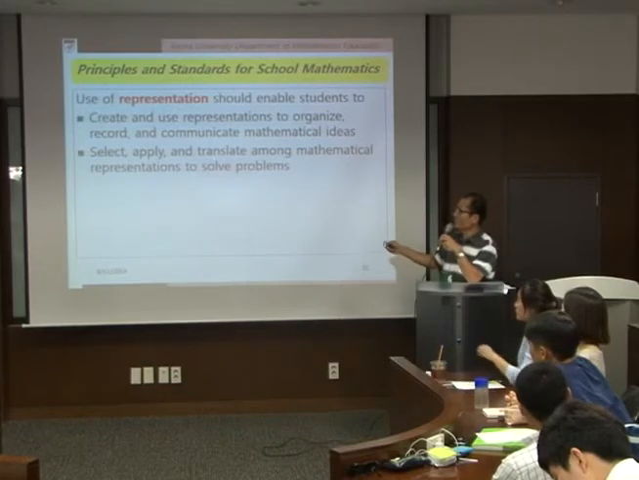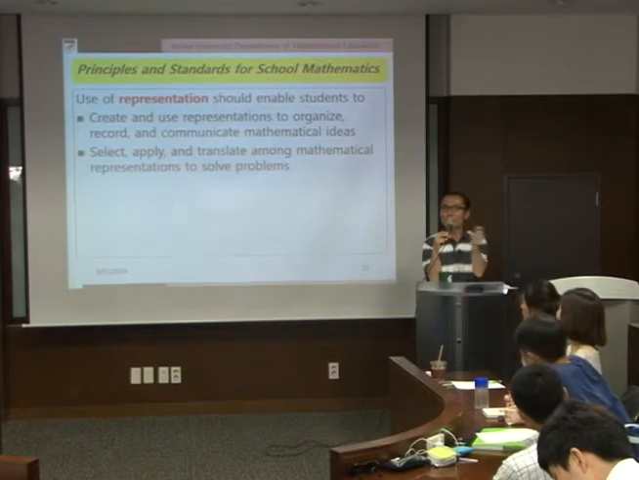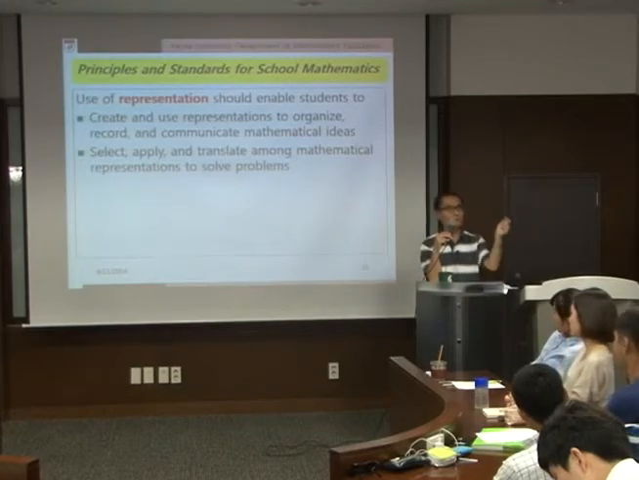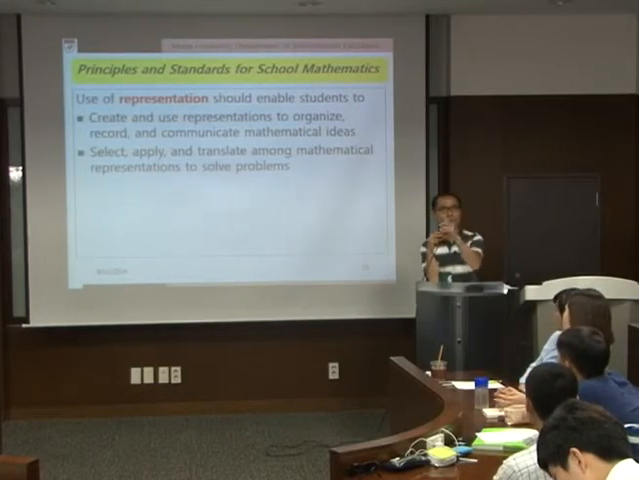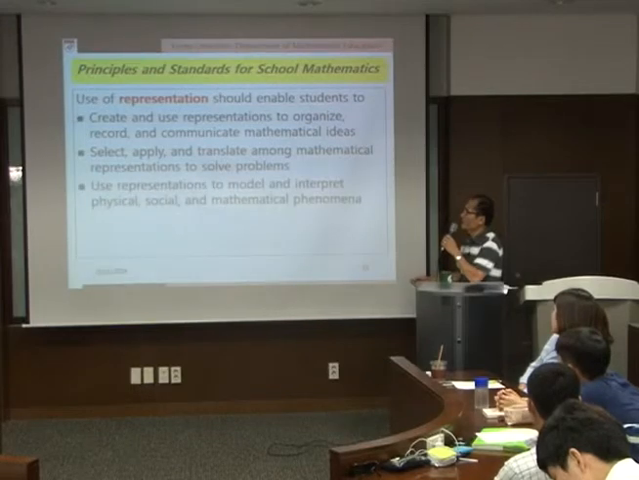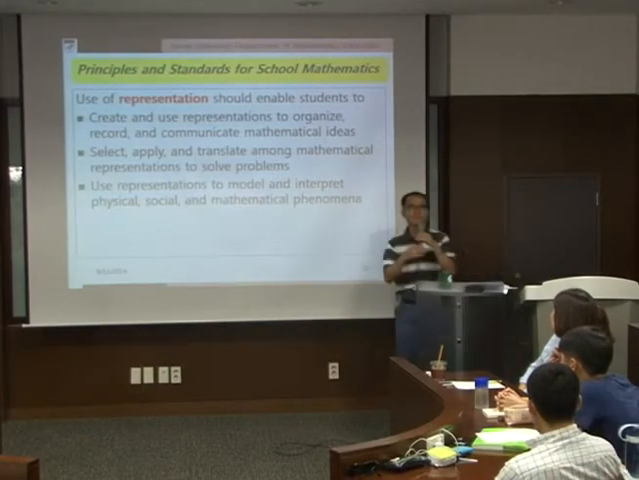Translation is one of the important topics in math education because students need to develop this, right? Students need to move back and forth between two representations, right? After looking at one representation, they're supposed to translate that representation to another. Therefore, select, apply, and translate among mathematical representations is another important perspective in doing mathematics. Also, use representation to model and interpret physical, social, and mathematical phenomena. This is obviously the word problem, right? Any question until now?